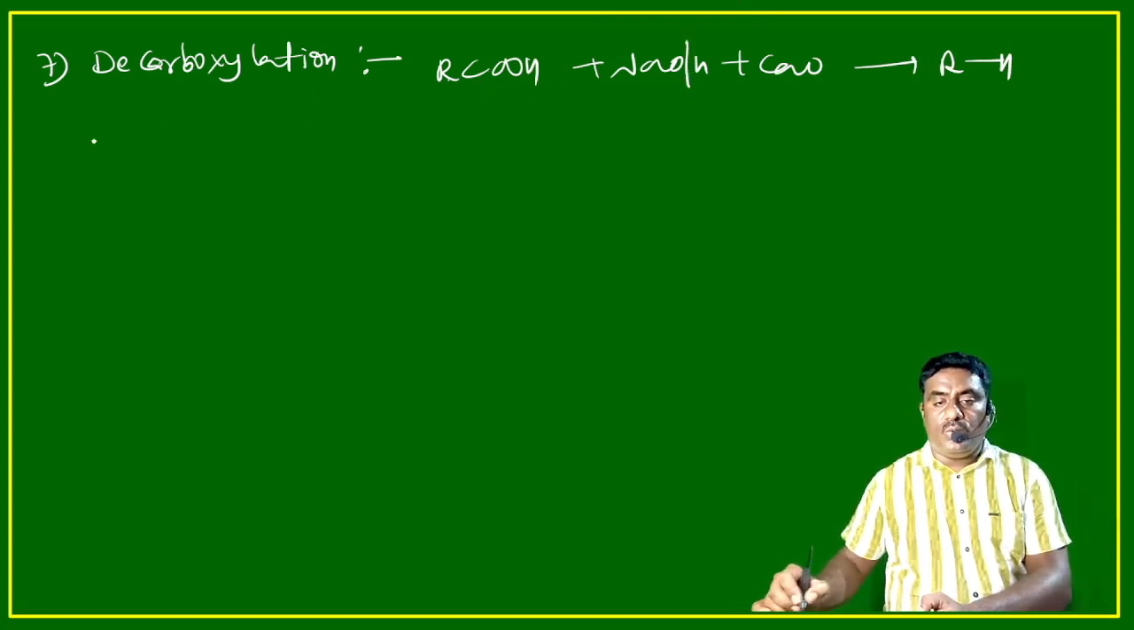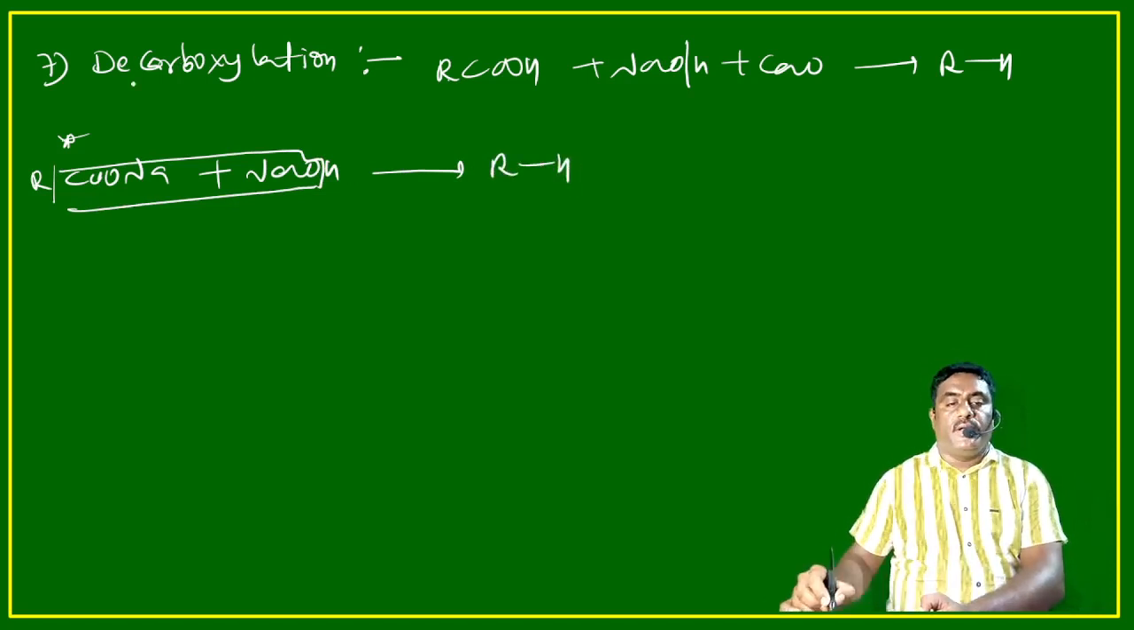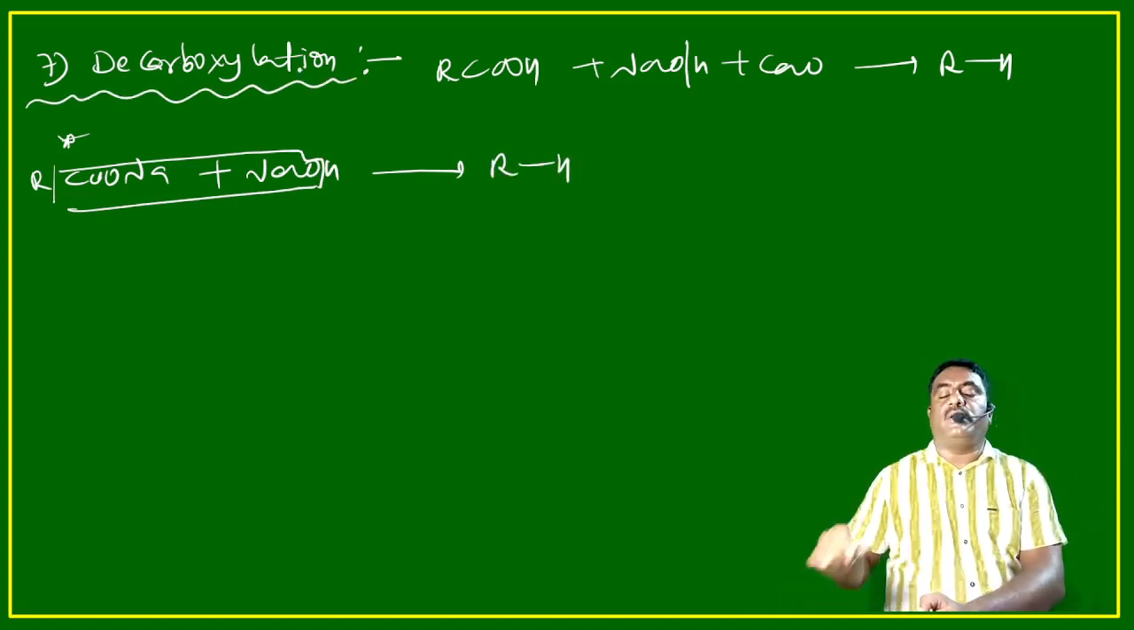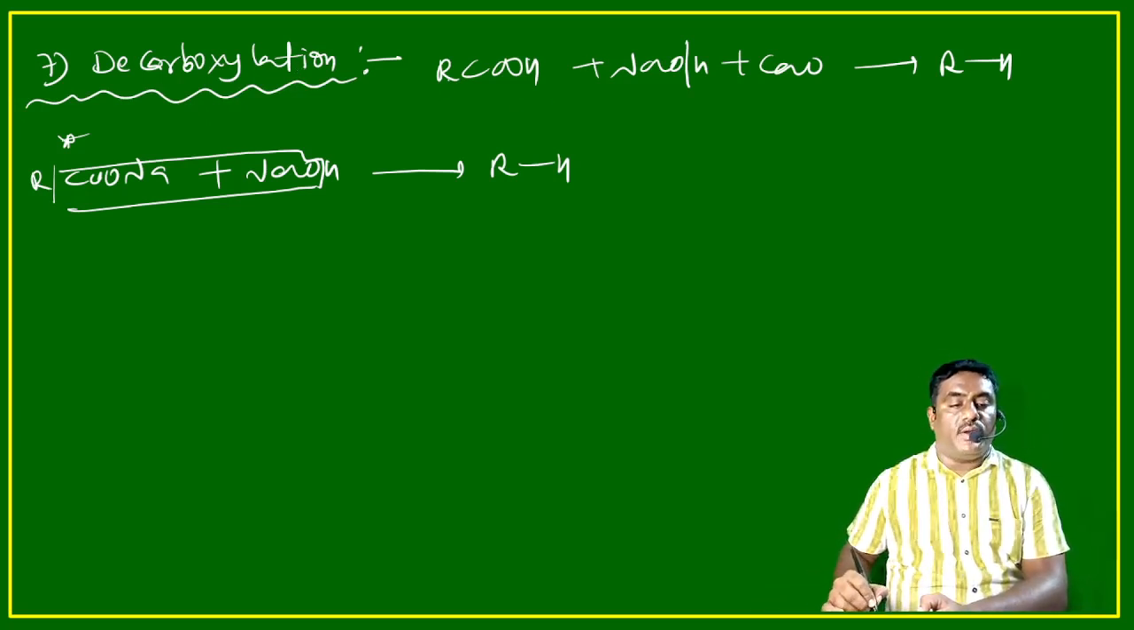See how to write this product. RCOONa plus NaOH, very simple. It forms RH. It is a decarboxylation method, removal of carbon dioxide. See, have a look at the next method.